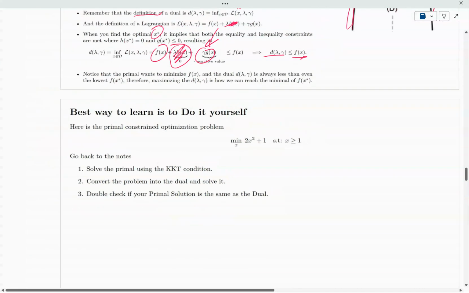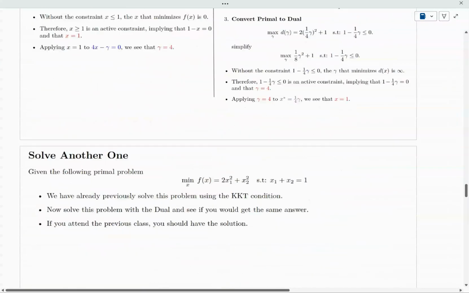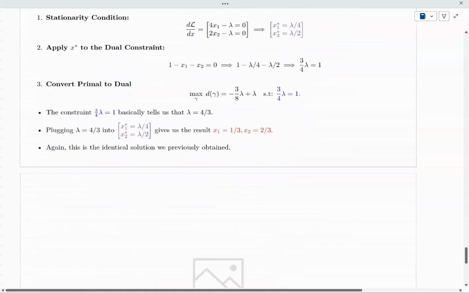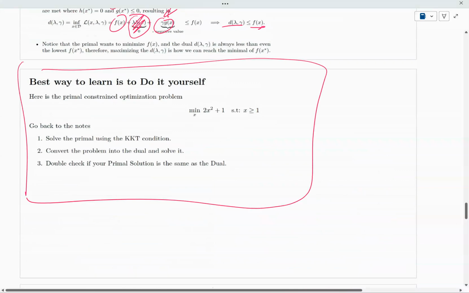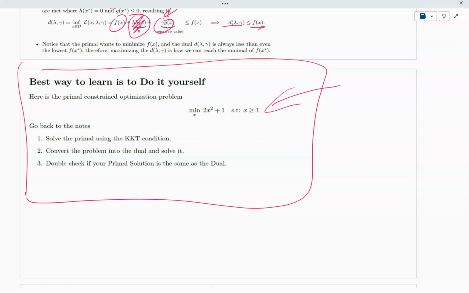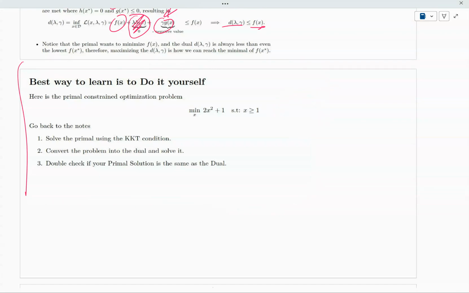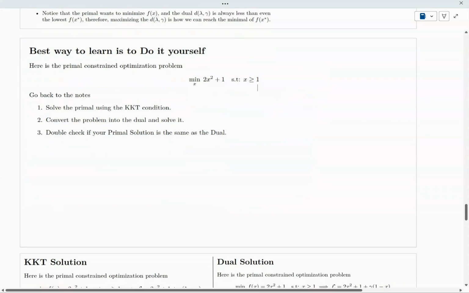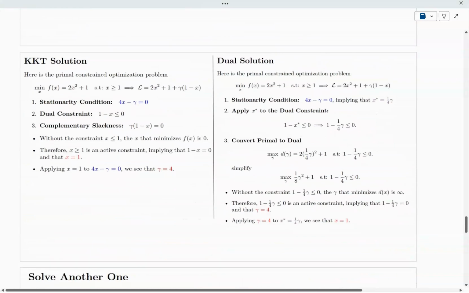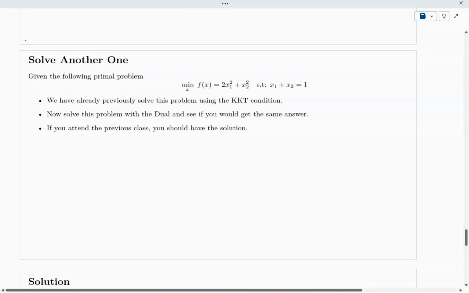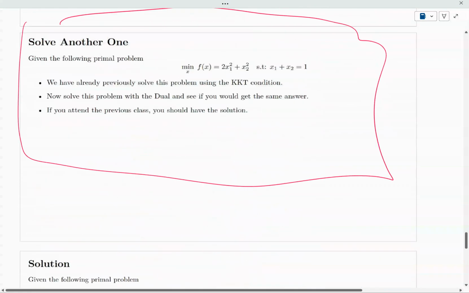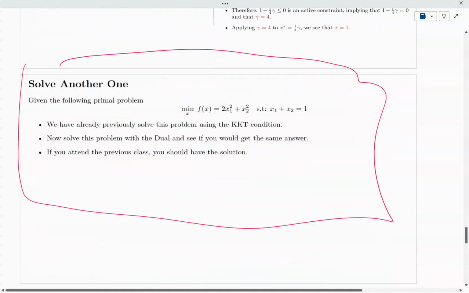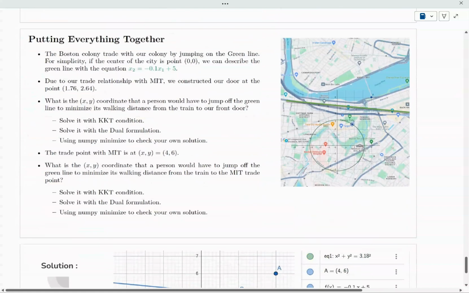Now, the best way to do this is really just to try yourself. I want you to pause the video at this point. See if you can follow the steps. Convert it into a dual. Solve it first with the regular KKT condition, and then solve it with the dual. Once you solve with the dual, they should be the exact same solution. I wrote the solution for you: the KKT solution and the dual solution. And once you're done with that, also solve this problem. This will give you lots of practice, and I also wrote the answer. Once you've done both of these, you are now ready to tackle putting everything together.